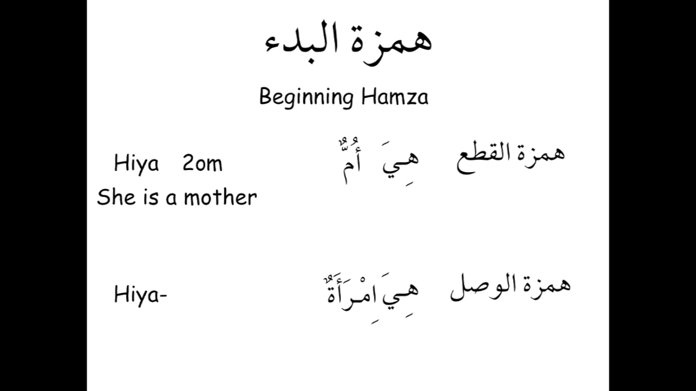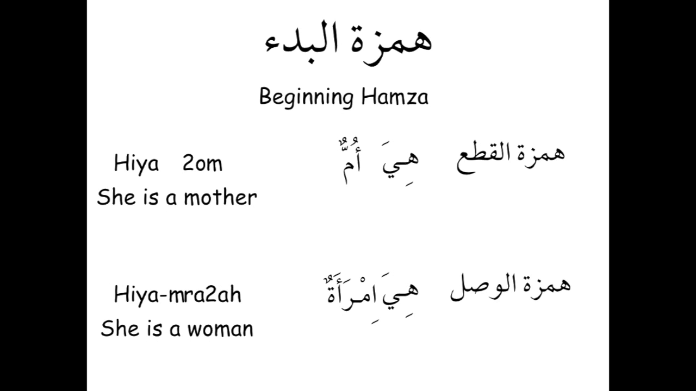Mim has a sukoon, which makes it m, and then ra has a fatha, which makes it ra, and then alif has a fatha, which makes it a, and then finally ta marbuta, which is gonna sound like a ha because we're gonna stop there. So the sentence will read, remember we're gonna connect both words together, so we're gonna say it together. هي امرأة, as if it was one word. هي امرأة. So this means she is a woman.